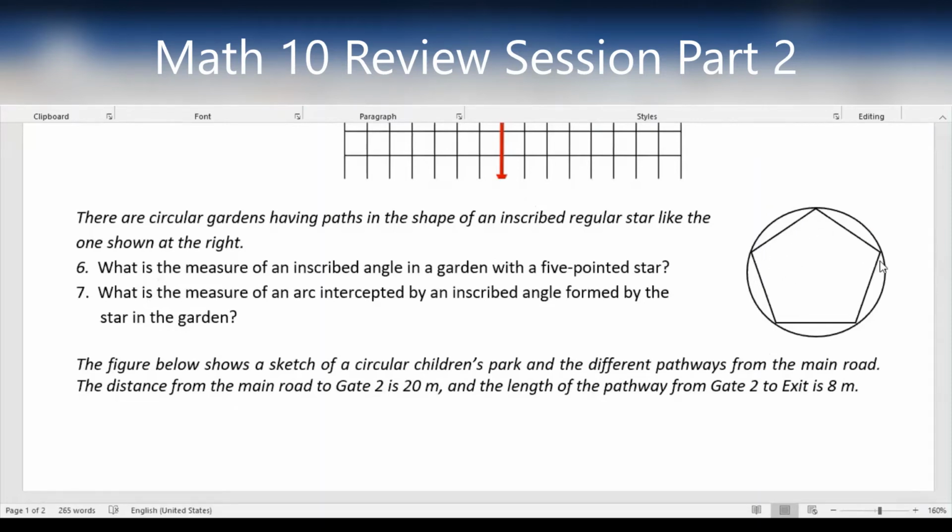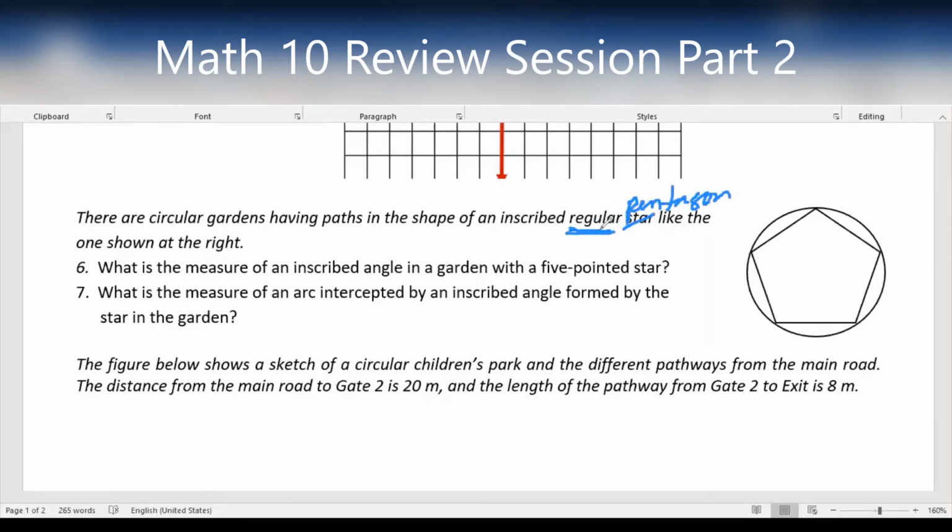So, let's assume it's a star. And take note, this is regular star. Hindi siya star. Naku, mukhang may hint na. Mukhang yun ang nasa exam ko, yung star. It should be 1, 2, 3, 4, 5. It should be Pentagon. There are circular gardens having plots in the shape of an inscribed regular pentagon. So, Pentagon siya dito.